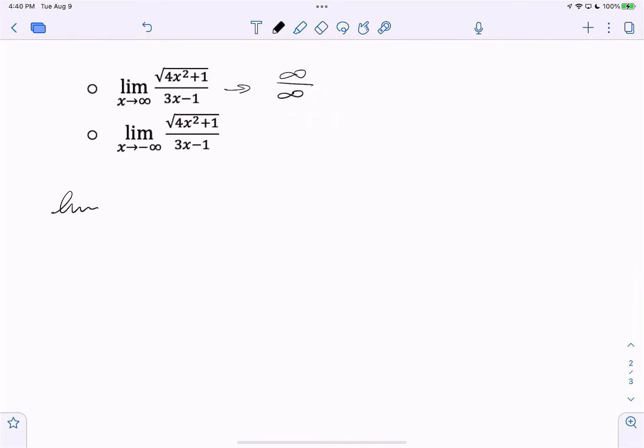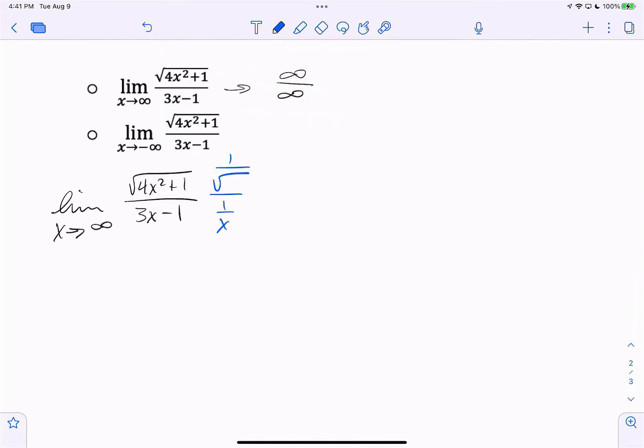So I'm going to do what I did before and multiply by the largest power of x that appears in the denominator. So I'm going to multiply by 1 over x in the numerator and denominator. Here's the thing though. The numerator is the square root of 4x² plus 1. So it would actually make more sense if I, in the numerator, multiplied by something that had a square root, right? Speaking the same language as what's already there. And in the denominator here, I'm multiplying by 1 over x.